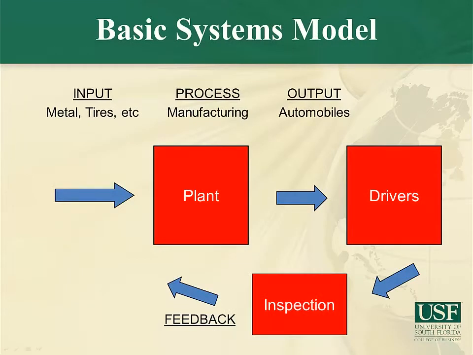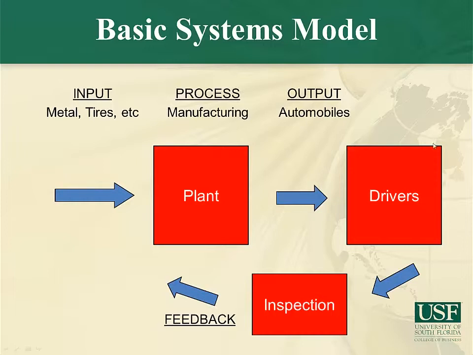Our basic systems model, in this case, is a manufacturing process, a manufacturing plant. It consists of metals, tires, people serving as input. Then there's the manufacturing assembly process. There's the output of the automobiles. So the basic systems model is input, process, output, sometimes just called the IPO model.